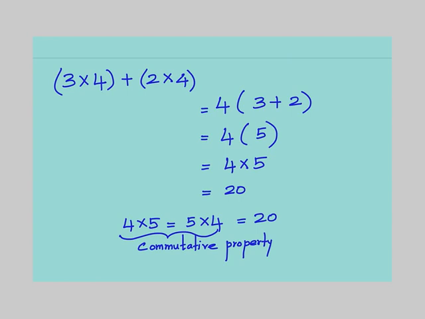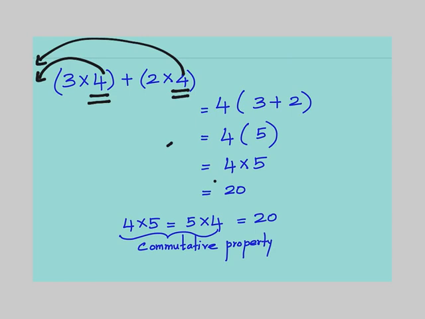The problem here is 3 times 4 plus 2 times 4. So you have to add 3 times 4 with 2 times 4. Let us see how to solve this. If you see here, the number 4 is common inside both parentheses. So let us take the number 4 outside. So this number goes outside. That is a common number, so let us take that out.